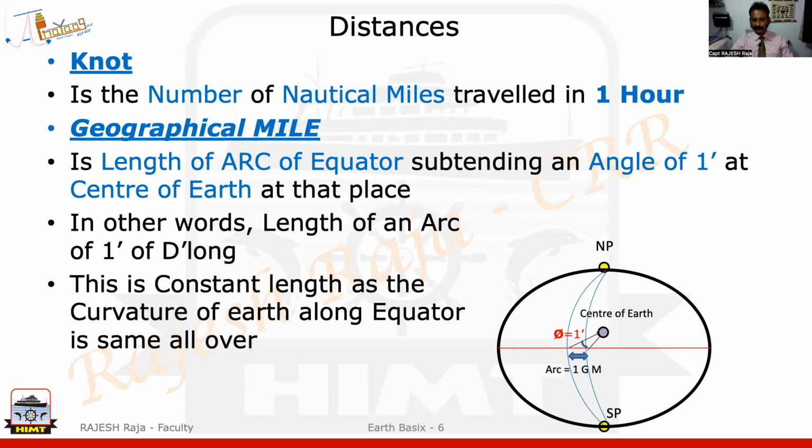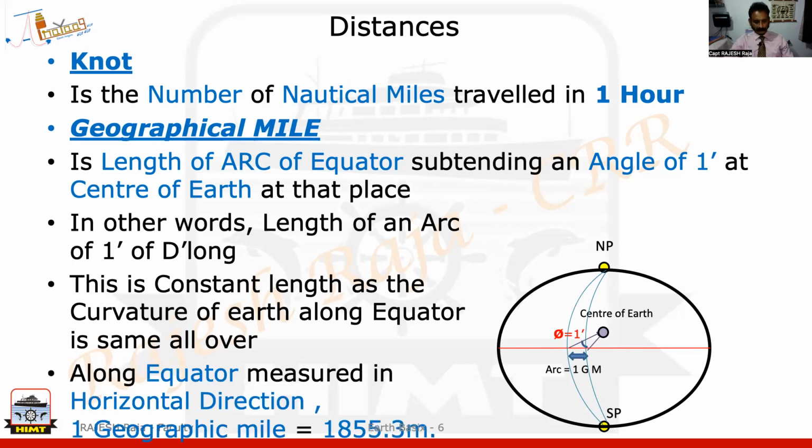This is constant. Why? Because when you go along the equator, the curvature is considered constant. So it is a horizontal distance measured along the equator, and it's a fixed value of 1855.3 meters. Remember, the nautical mile was 1852 and this is 1855. Remember, this is not much used, but the nautical mile is always used.